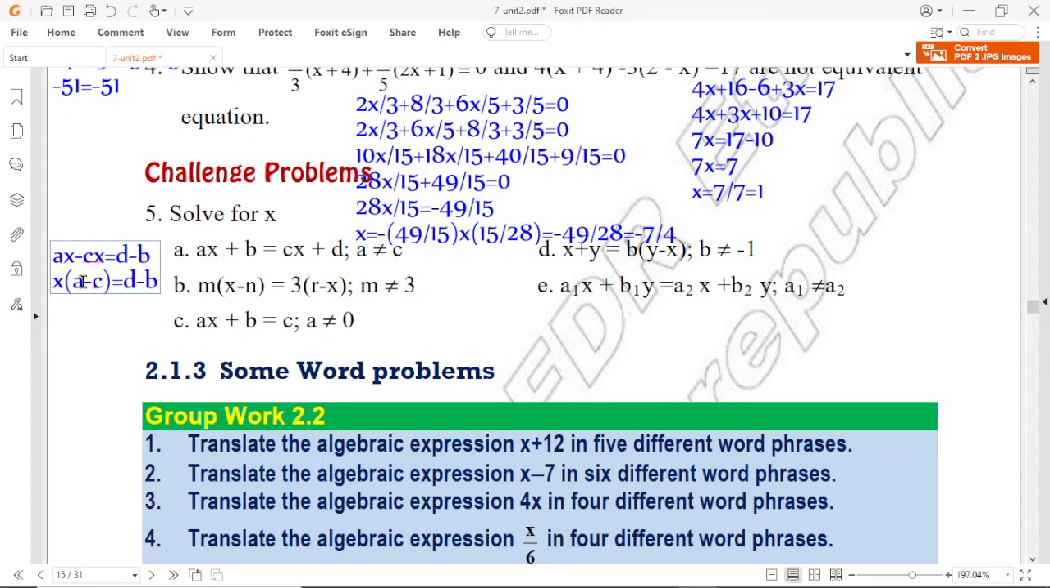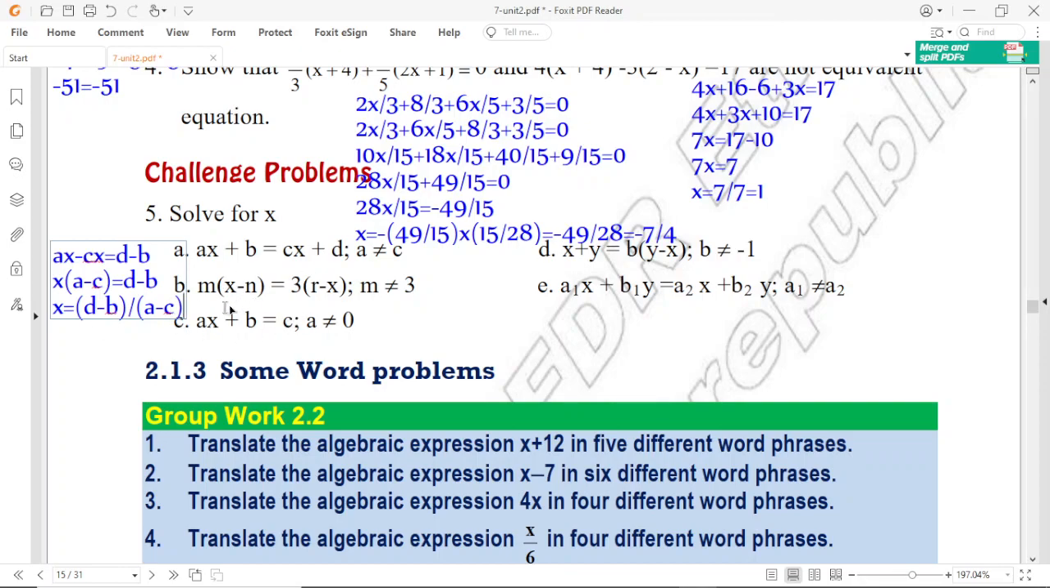So x, we divide both sides by a minus c. So x is equal to d minus b divided by a minus c. So we can solve for the value of x in any equation of this form.